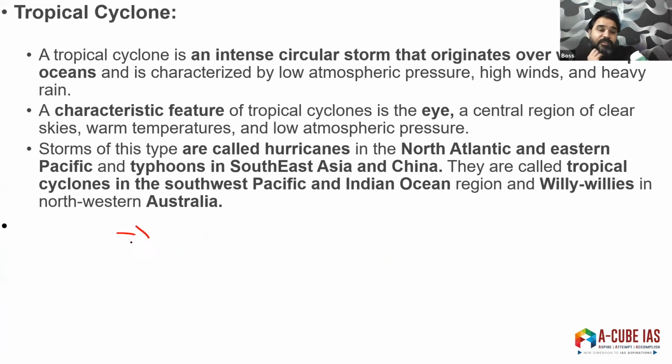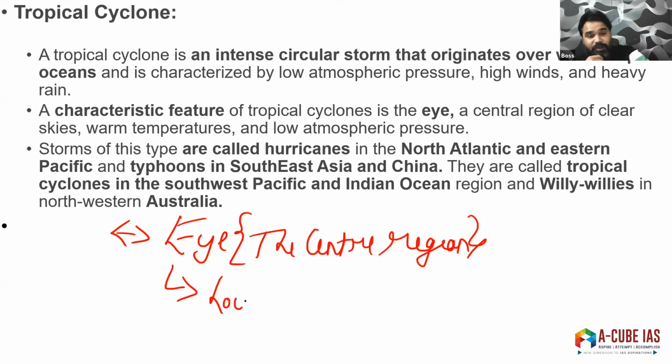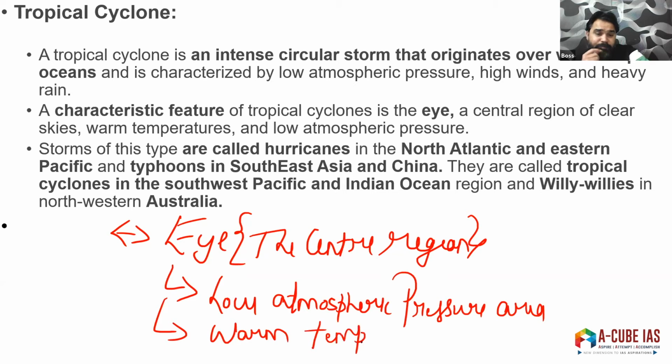Now, a characteristic feature of a cyclone is the central region, the center, the eye. It is said that this particular region is a low atmospheric pressure zone. And also, it is said that this place has comparatively warm temperature.